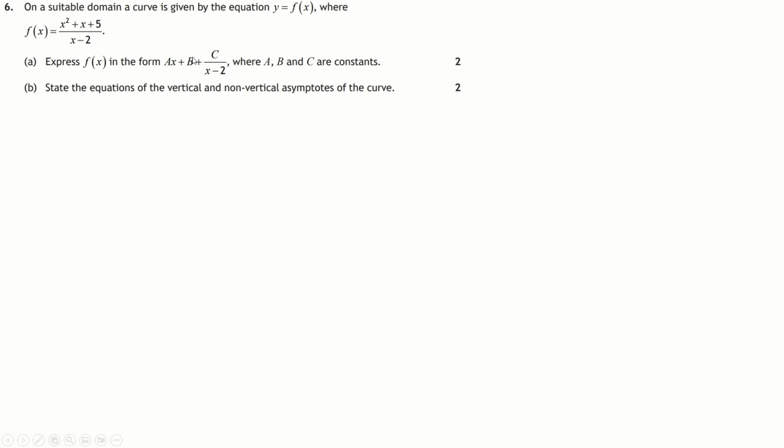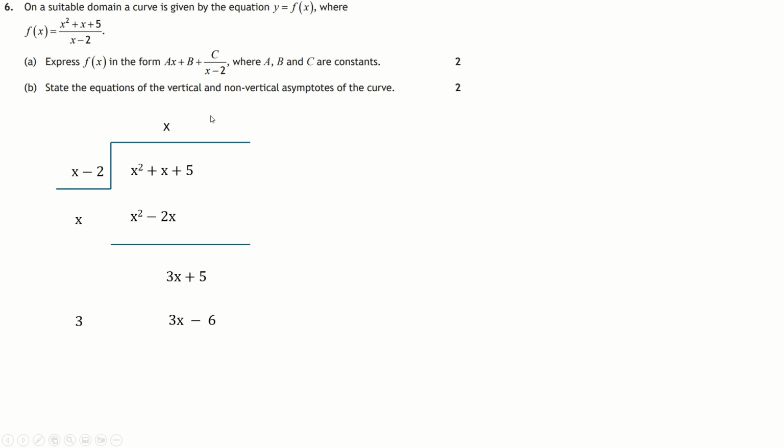Question 6. This is suggesting polynomial division, so just set it up. You could also equate coefficients if you wanted to, but it's probably easier to just do polynomial division. So you do that, and you end up with this. So A is 1, B is 3, and C is minus 11. Now, in part B, state the equations of the vertical and non-vertical asymptotes.